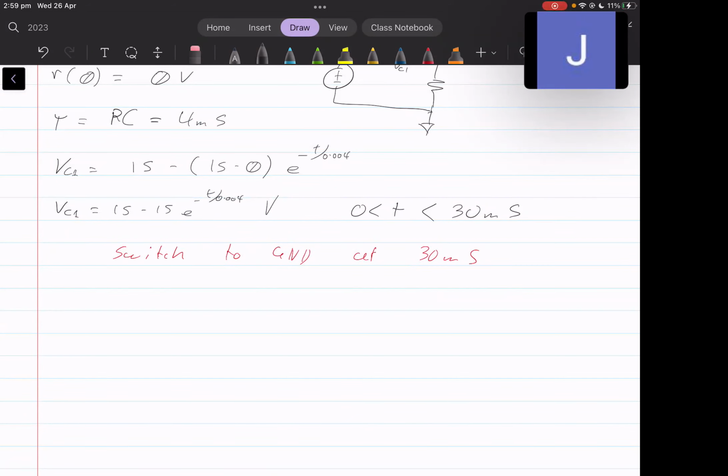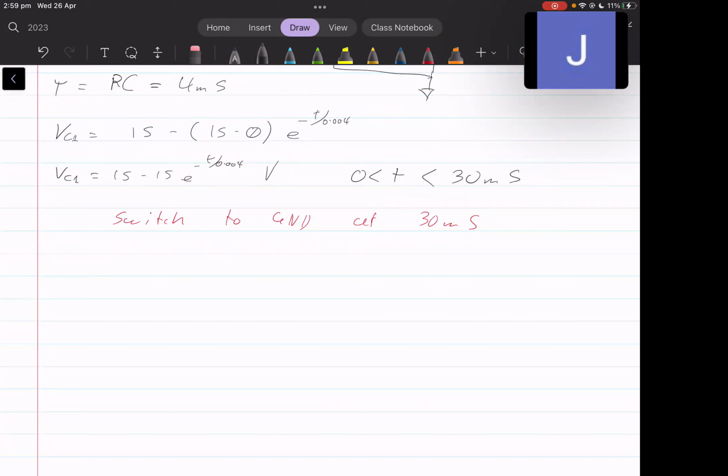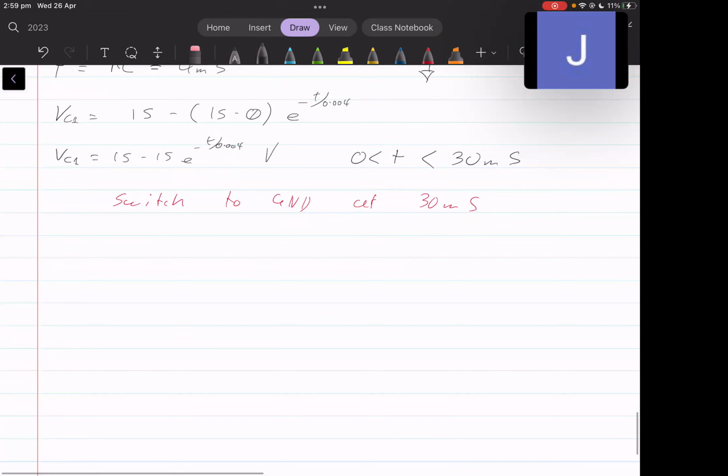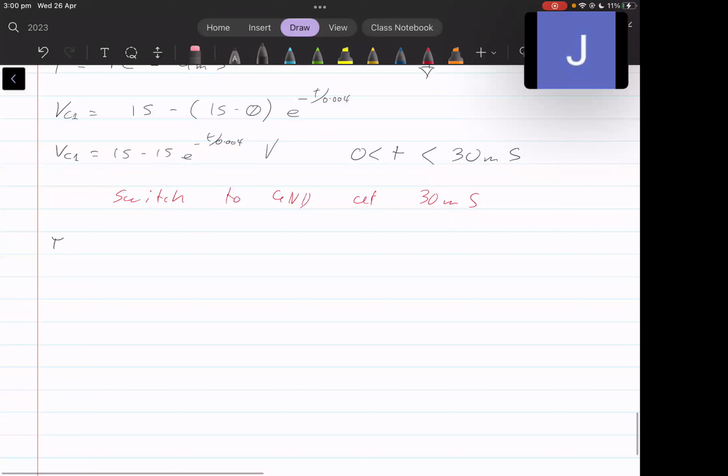So for this, we can actually make the assumption that it reached all the way to 15 volts, because tau was 4 milliseconds. So we can say at 5 tau, we've effectively reached infinity. It will never all the way reach there, but at 5 tau, we call it close enough. So if we say 5 tau, 5 tau is less than 30 milliseconds.